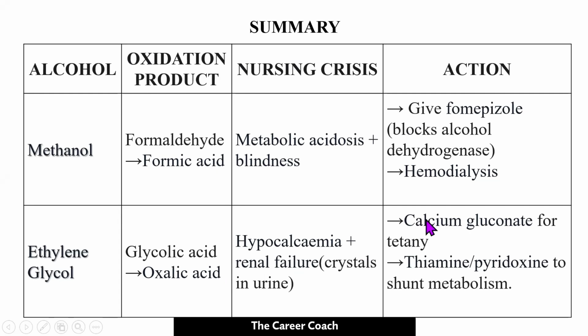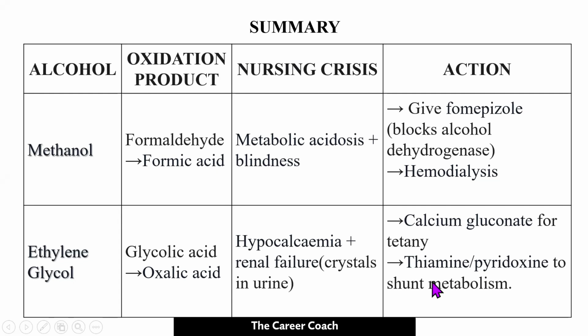So it is very important for the nurse to administer calcium gluconate, thiamine or pyridoxine to shunt metabolism. Thiamine or pyridoxine, they are vitamins that act as cofactors, helping the body to metabolize ethylene glycol into less toxic substances. These vitamins help with the harm caused by ethylene glycol in reduction of calcium.